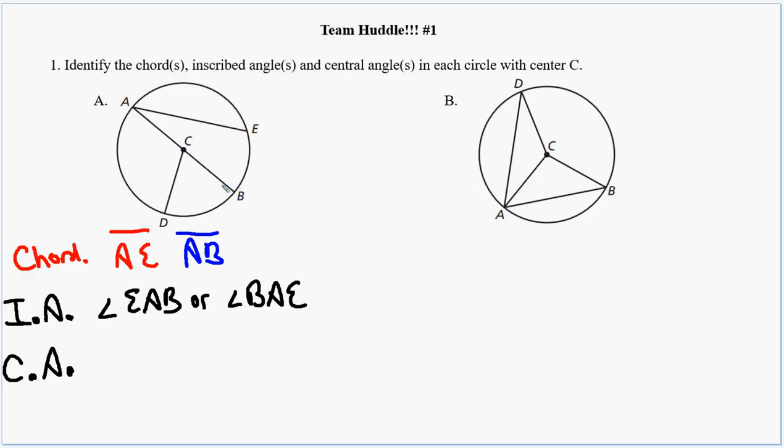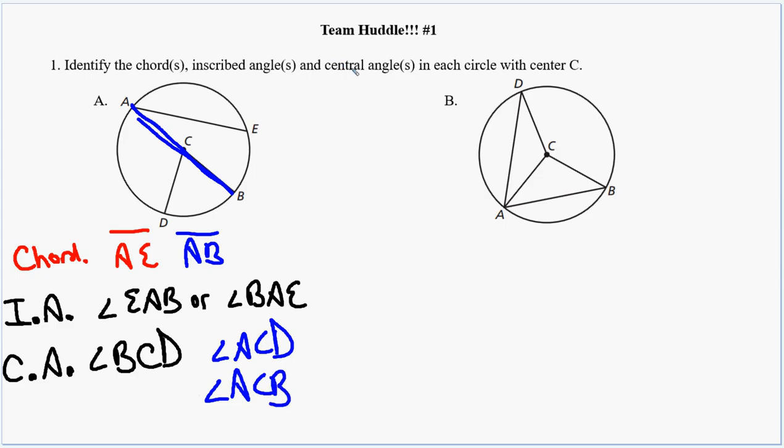And what do we got here? The obvious one here is BCD, angle BCD. We could do A to C to D, angle ACD. And we could also do, let me erase on my picture, ACB would also be, ACB is also a central angle. Angle, or C is the center of all of those angles. All right, on to part B, our chords.